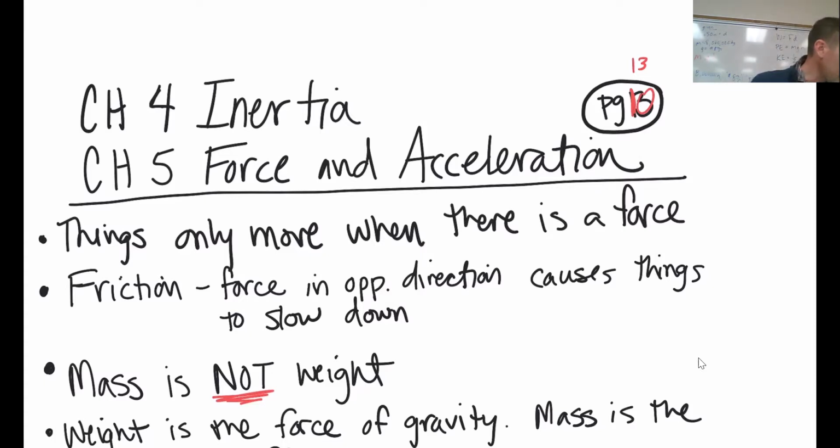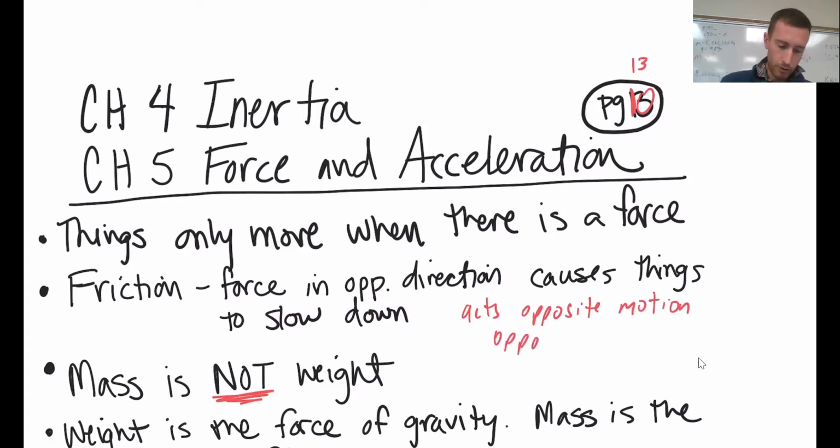However, sometimes there are forces that act upon it, and this is on page 47. One of those forces that could act in opposition to something is friction. Friction is when you have a force in the opposite direction and it causes things to slow down. So friction is a force that acts opposite motion. We could also say that friction is a force that opposes motion.